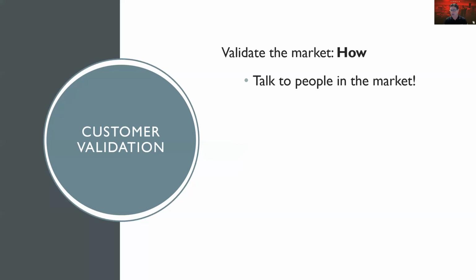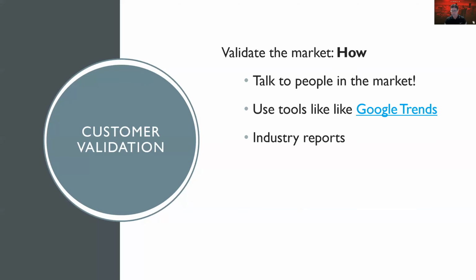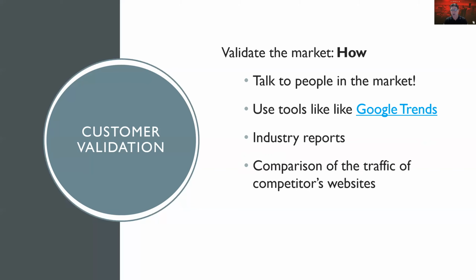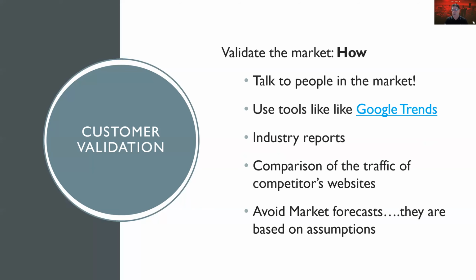How do you do it? Again, talk to the people in the market. You can use tools like Google Trends, which will go out and tell you different things from competitors, what the most searched terms are. Google has a ton of information available to help you do research. You can do industry reports. You can compare traffic of competitors' websites. You want to try to get away from market forecasts.